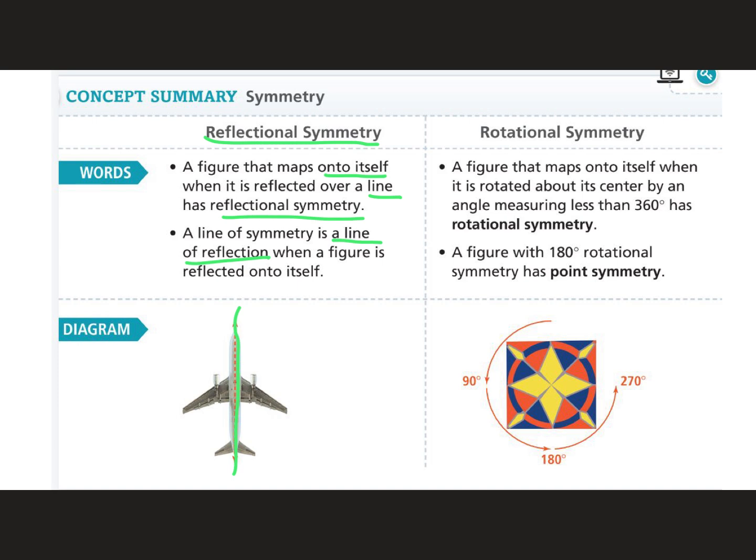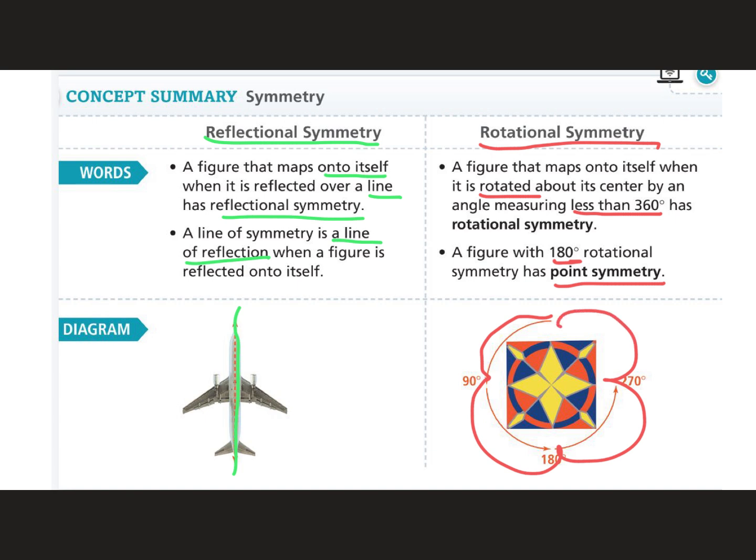And then we have a quick synopsis of rotational symmetry. So that's when a figure maps onto itself when it is rotated less than 360 degrees. It has rotational symmetry. A figure with 180 degree rotation has what's called point symmetry. So you see this picture, if I rotated it 90 degrees, and then another 90, that gives me my 90 degree symmetry.